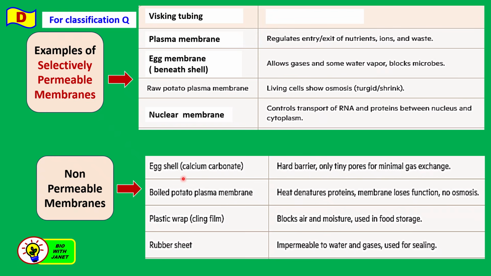Non-permeable membranes include the eggshell itself, or the best example is a rubber sheet, okay, or plastic wrap. And also boiled potato plasma membrane. The potato is boiled. The plasma membrane structure has been broken down, and the heat has denatured the proteins in the plasma membrane. So the membrane will lose its function, and there's no osmosis, and it cannot act as a selectively permeable membrane.